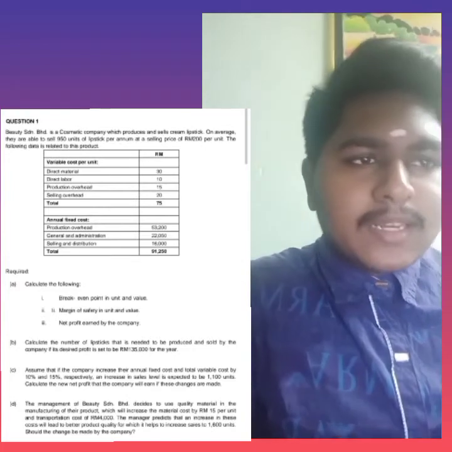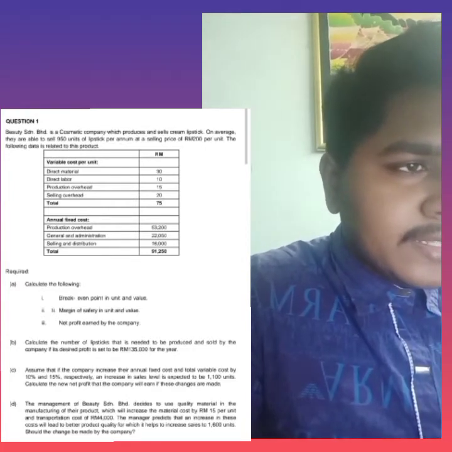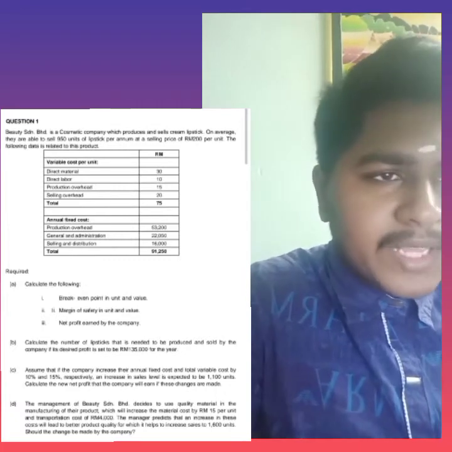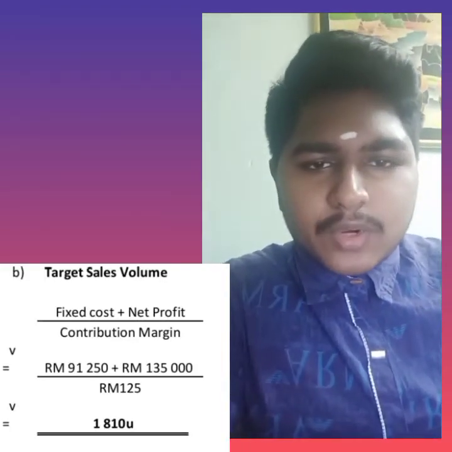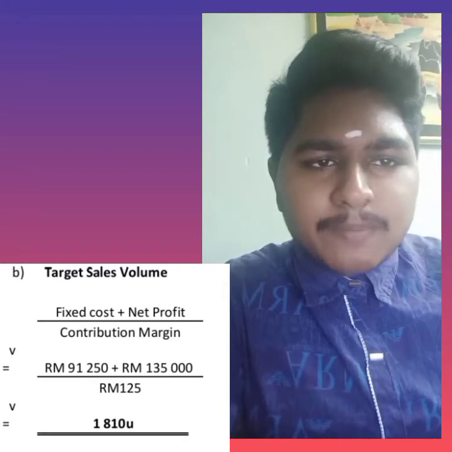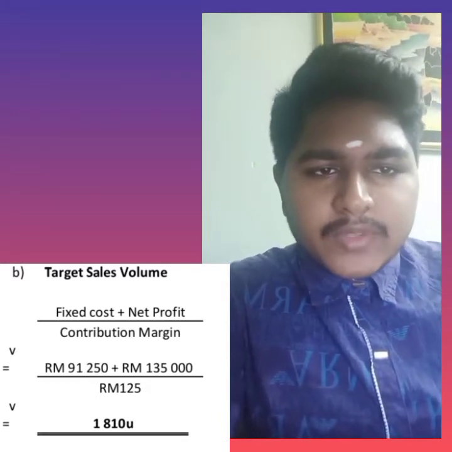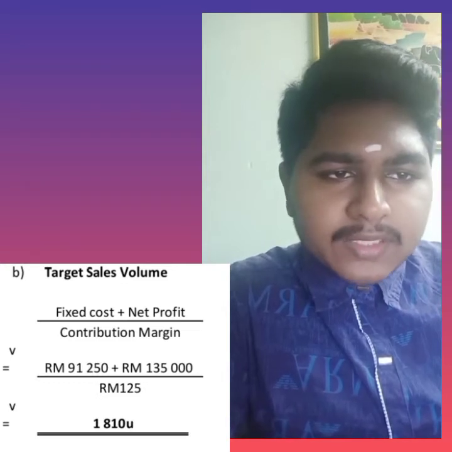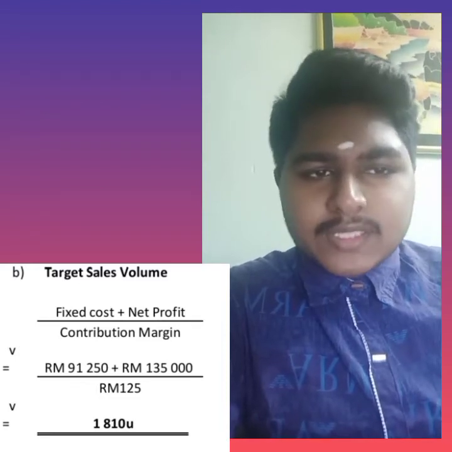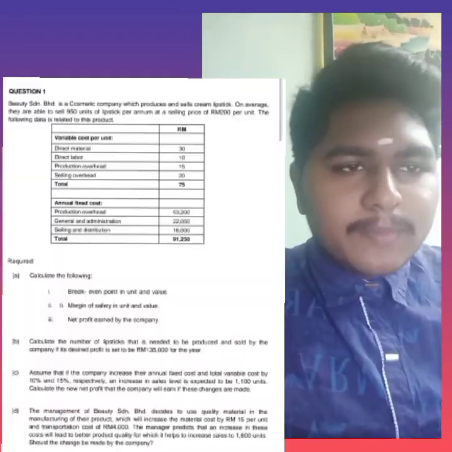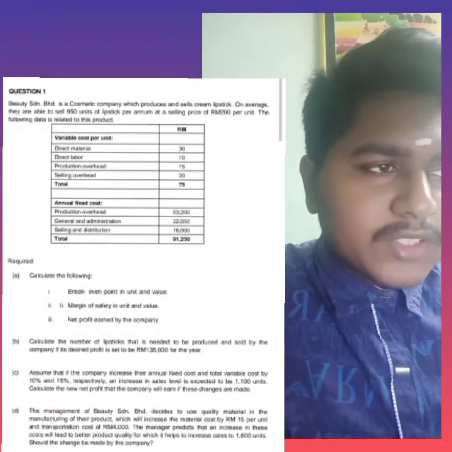It's their net profit. So my next question will be: calculate the number of lipsticks that need to be produced and sold by the company if its desired profit is set to be RM135,000 for the year. Now I'm going to calculate the target sales volume. The formula for target sales volume is fixed cost plus net profit divided by contribution margin, which equals RM91,250 plus RM135,000 divided by RM125, which equals 1,810 units.